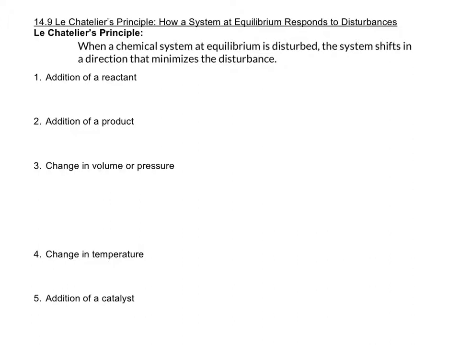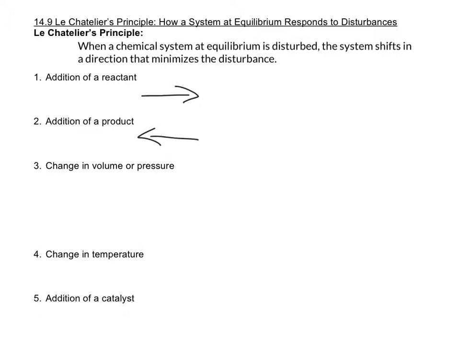So the first is the addition of a reactant. If we add a reactant, now we're going to have too much on the left side of the equation, and so that's going to shift our reaction toward the products, or to the right. Addition of a product is going to do the opposite. We're going to have to make some of that product back into reactants in order to reestablish our equilibrium.